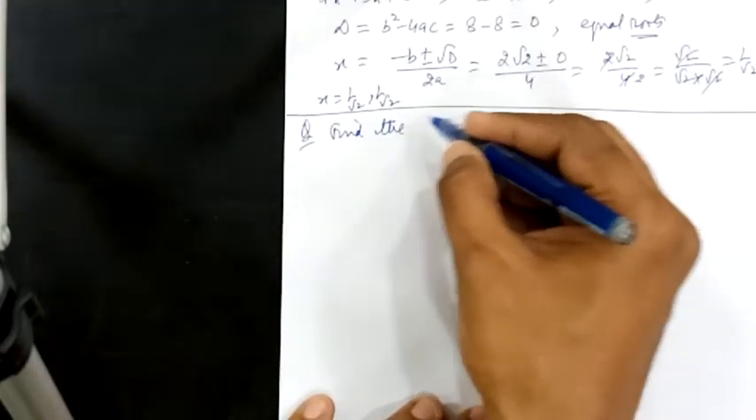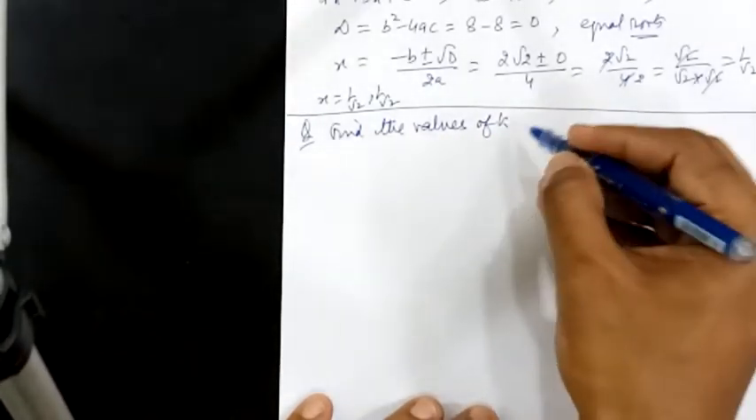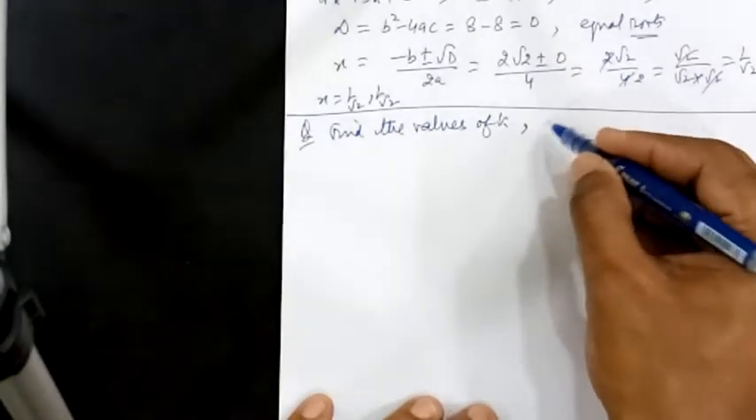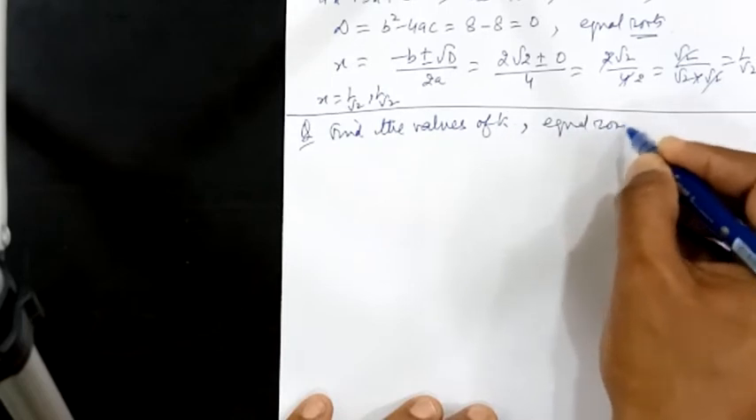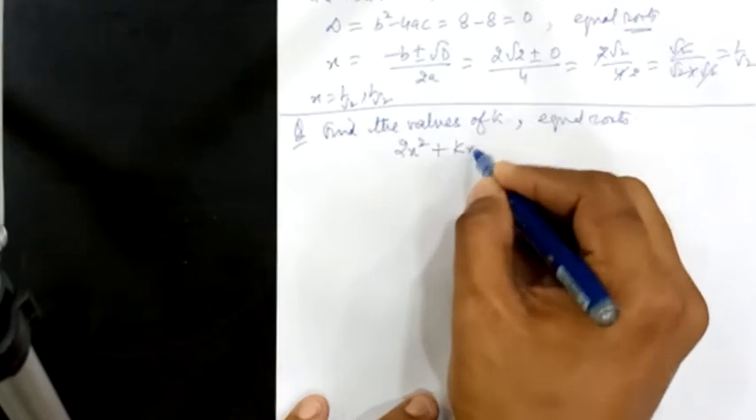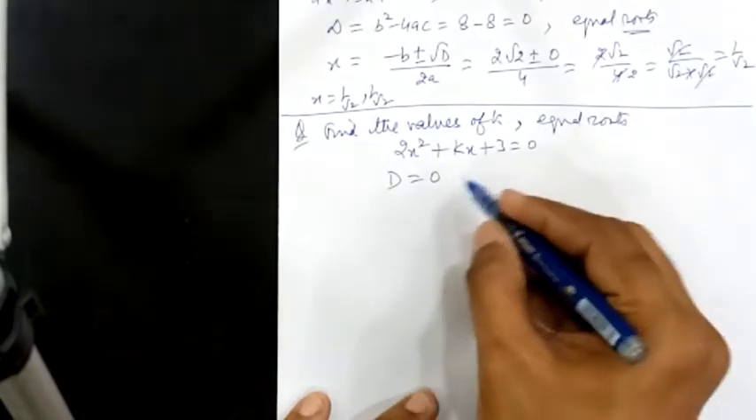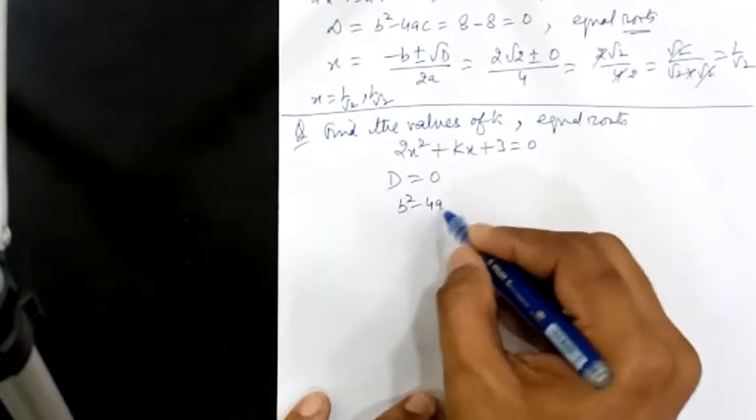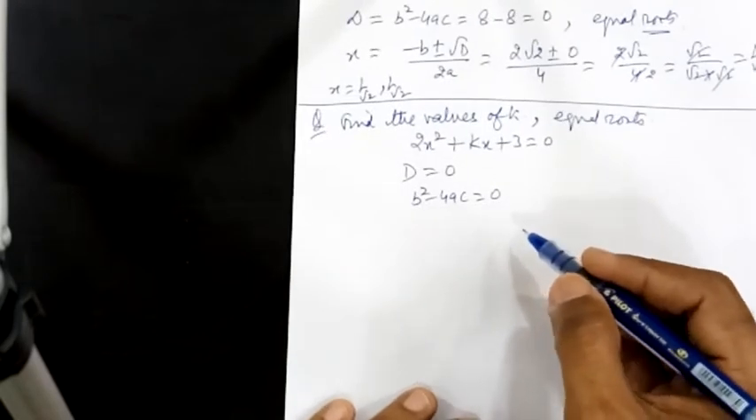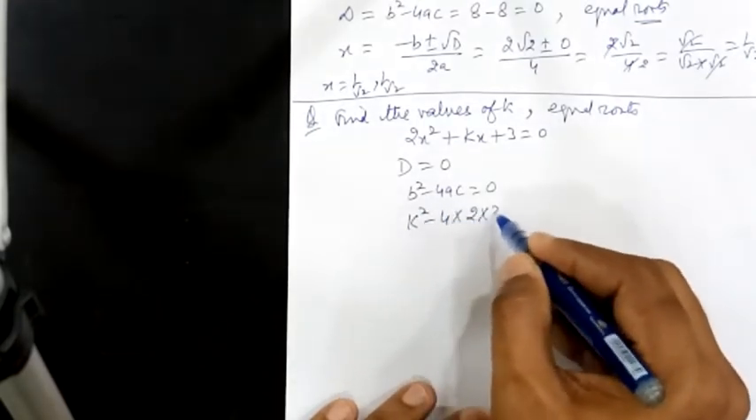Let us suppose we are taking the example: find the value of k for each of these equations so that they have equal roots. For an equation having equal roots, let us suppose this is the equation 2x square plus kx plus 3 equal to 0. For equal roots, discriminant should be equal to 0. That means b square minus 4ac should be equal to 0. Got it?